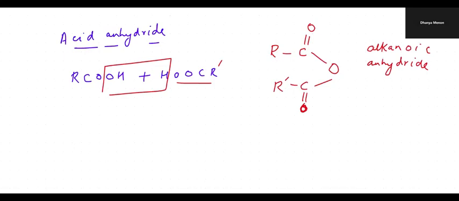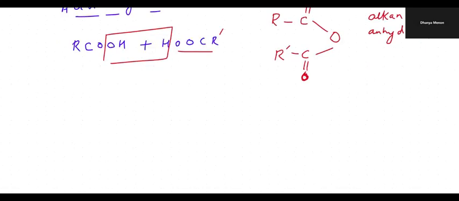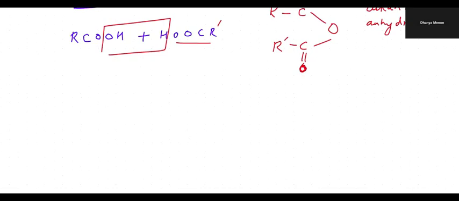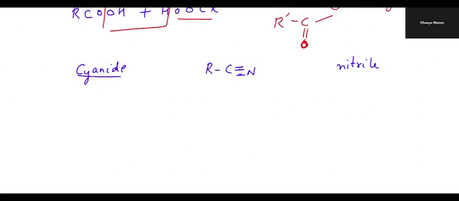Okay, and the next functional group is cyanide. The structure of cyanide is R-C triple bond N, and the suffix that you use is nitrile. Here that triple bond is not that clear, so make it clear: 1, 2, 3, triple bond.